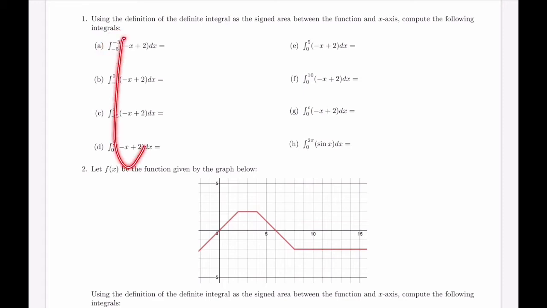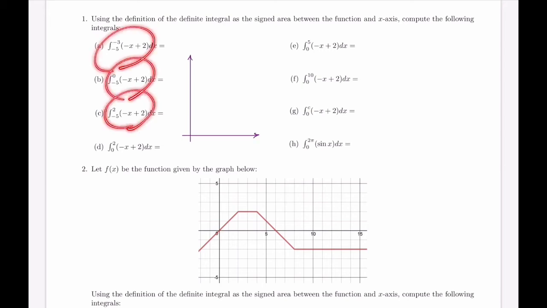What you notice in all of these examples is that we have -x plus 2 as the function of choice for all of them. So what we're going to do is produce a graph of -x plus 2 and then think about how the stated integrals correspond to the area and what that area actually is.